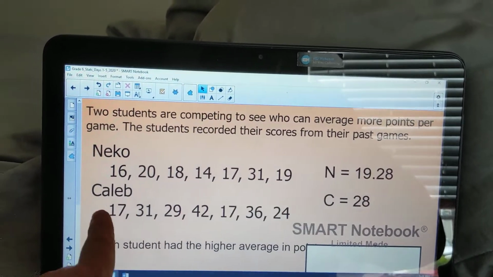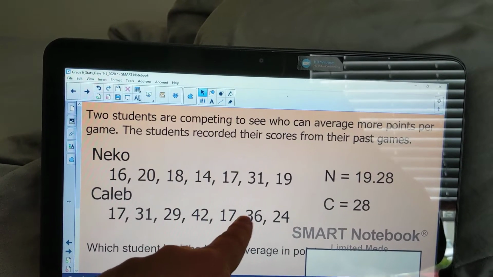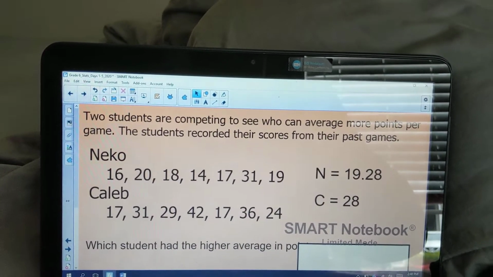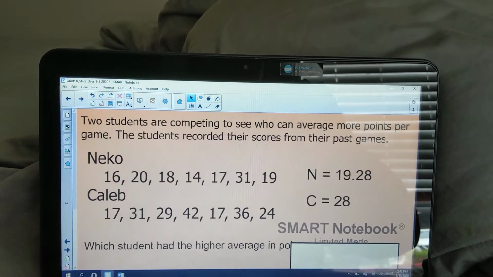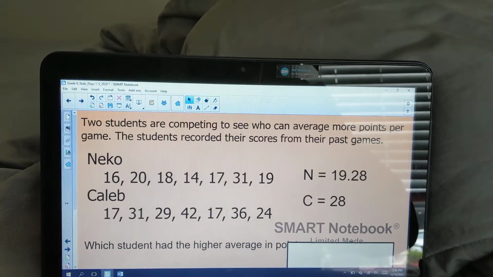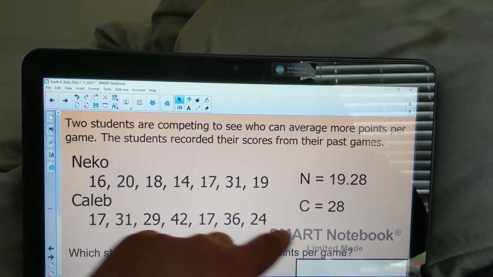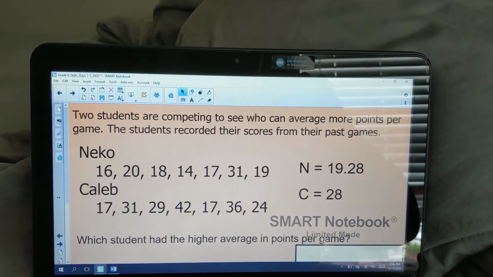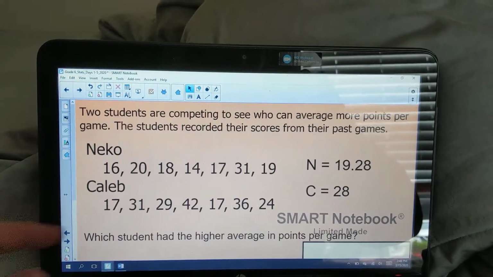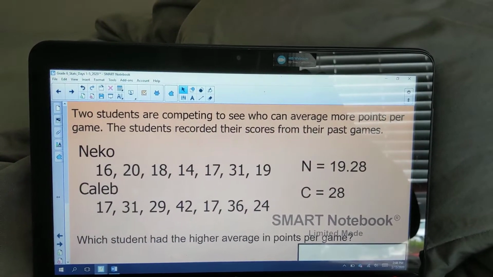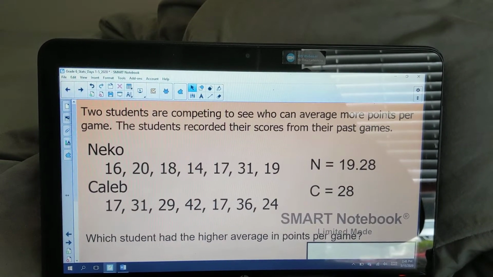Caleb's average, I added up 1, 2, 3, 4, 5, 6, 7 points from those 7 games, I divided by 7, and I see Caleb had an average of 28 points per game. So when I start thinking about what this means, which student had the higher average points per game, well, Caleb had the higher average. His average was 28. Nico's average was only 19.